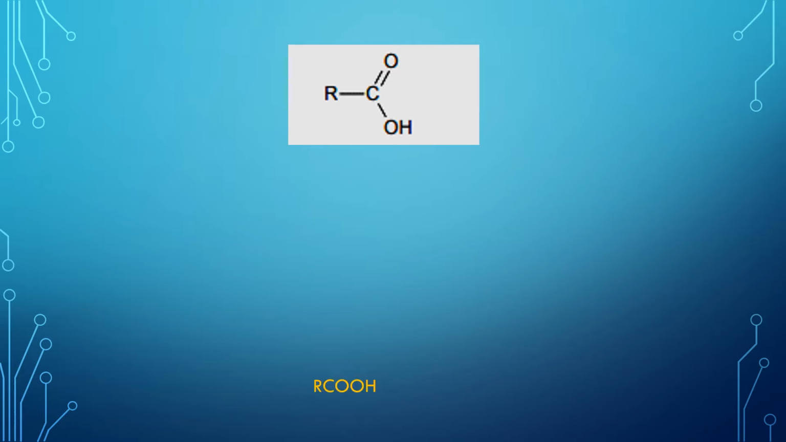Carboxylic acids contain the carboxyl group, such as this, and their general formula is RCOOH. The two important functional groups that are found in a carboxylic acid are the carbonyl group, which is a C double bond O group, and the hydroxyl group, which is an OH group. These groups are the ones which take part in the chemical reaction, which is why they are known as functional groups. So whenever this particular group is present, that is where the reaction is going to change.